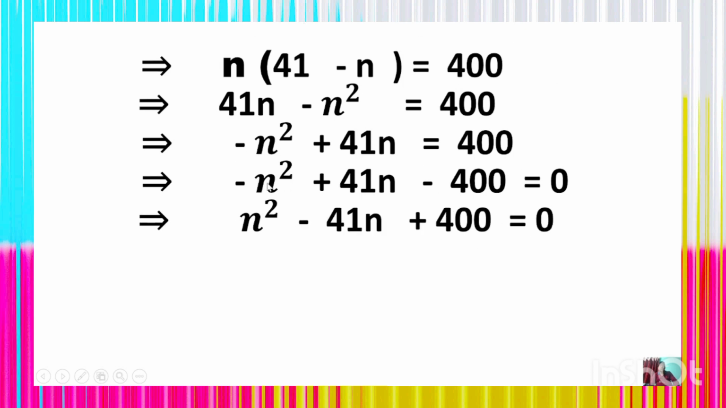By changing the sign, minus n square will be plus n square. Here plus 41 will be minus 41 and minus 400 will be plus 400. Thus, n square minus 41n plus 400 is equal to 0, which is a quadratic equation in the variable n. And you have to solve it using the middle-term splitting method, all of you know.